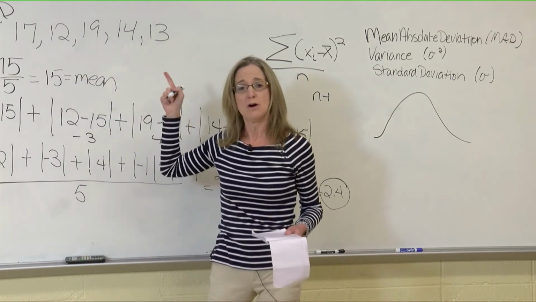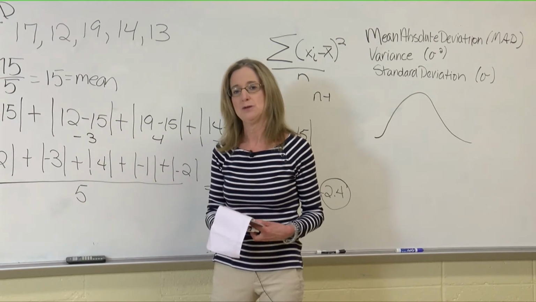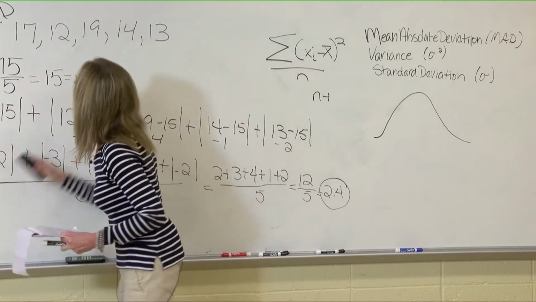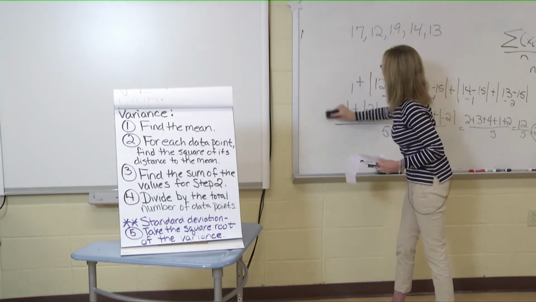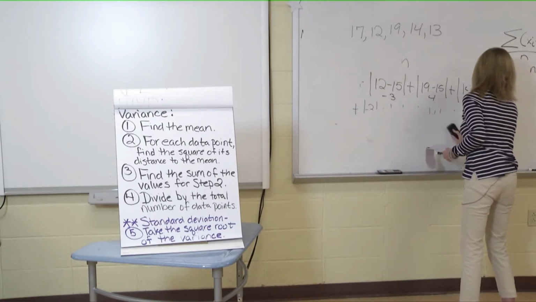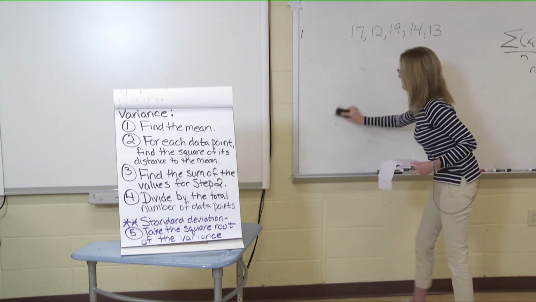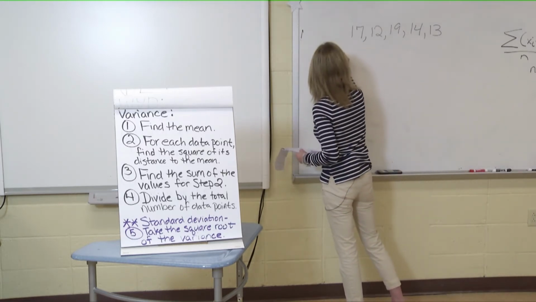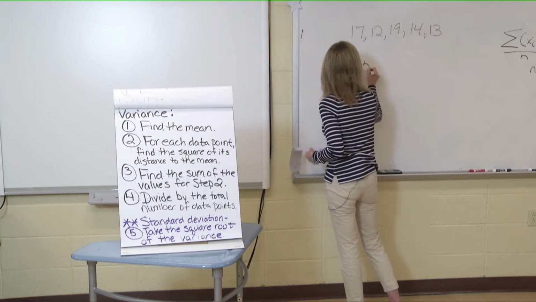But now, since we have moved on past the mean absolute deviation and we're moving on to variance, let's talk about how to find variance. We're going to use this exact same data set and calculate the variance. Now we have already calculated the mean, and we said that the mean was 75 divided by 5, which was 15.